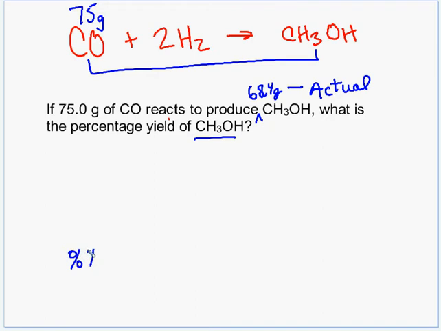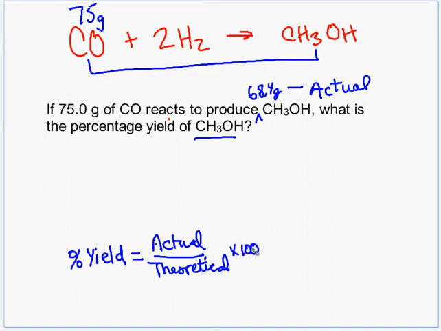So remember, our percent yield equation is actual yield divided by theoretical yield, and that's times 100 to get that. So we know actual, so percent yield, let me just rewrite this. Percent yield, I'm just going to put Y, equals 68.4 grams divided by theoretical.